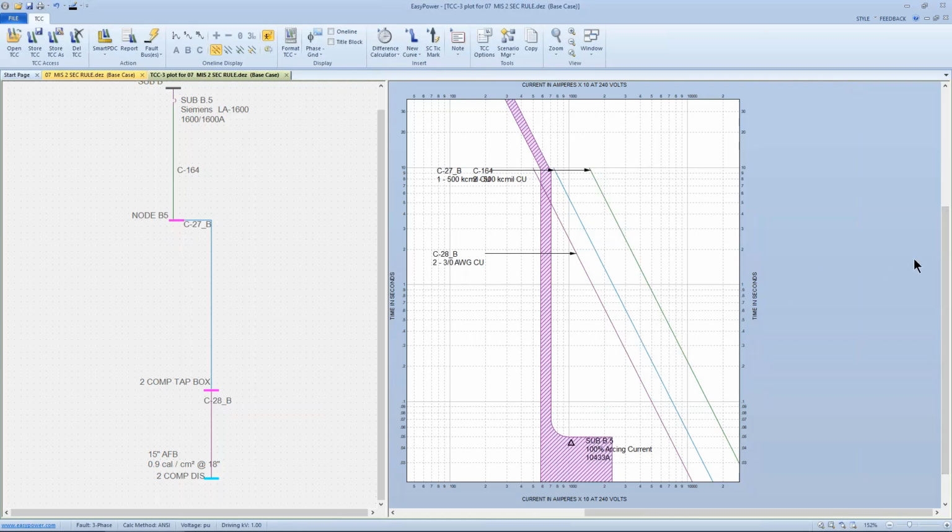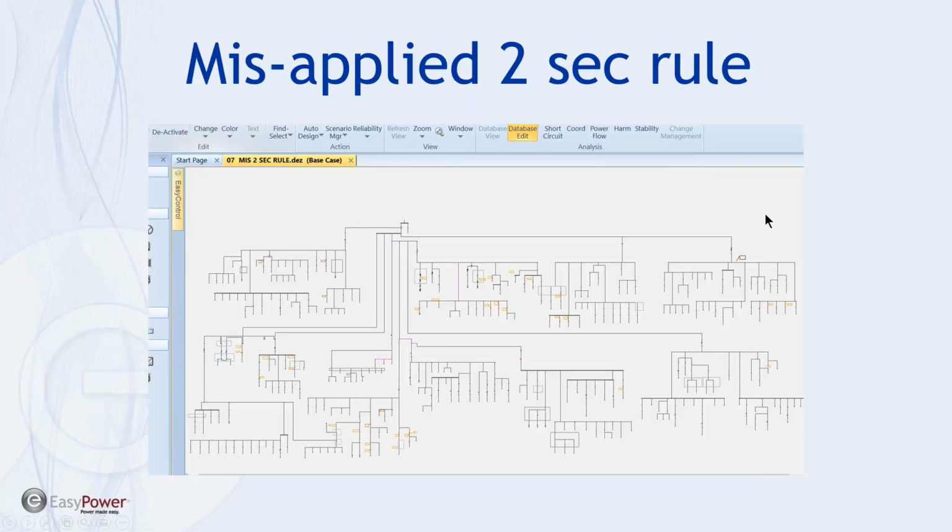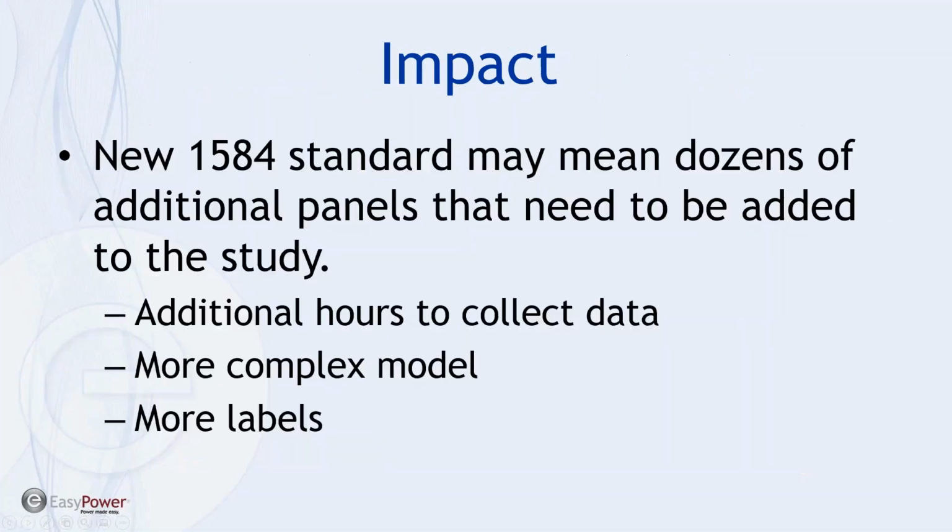Okay, so that was a little bit of a divergence from the topic, so let me get back on board here. The point is, the new standard may mean there's dozens of additional panels that need to be added to the study, and there's the potential for that to be hundreds of additional man hours, increasing the complexity of the model, and certainly potentially having more labels.